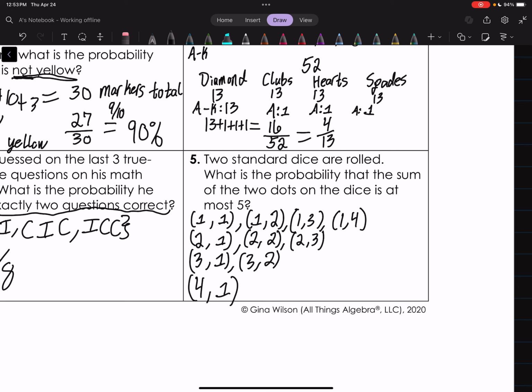2 standard dice are rolled. What is the probability that the sum of the dots on the dice is at most 5? If you count these situations, there's 4 on my first row, 3 on my second, 2 on my third, and 1 on my fourth. This is 10 total possibilities out of my total number of possibilities. To get that, I have 1 through 6 on the first die, so there are 6 possibilities. 1 through 6 on the second, that's another 6. I have a grand total of 36 different possibilities.